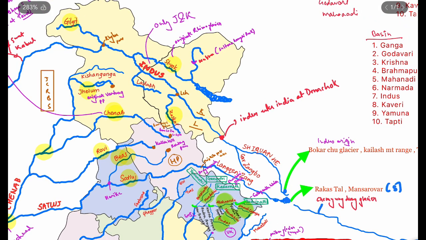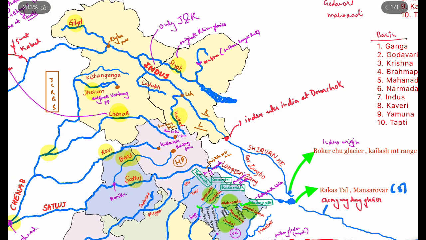First of all, we have to see where it starts. This river starts from the Bokarchu Glacier or Kailash Mountain Range, which is considered the origin of the Indus. From here, it is in China, where it goes by the name Shikwan He, and then it slowly enters India from Demchok.